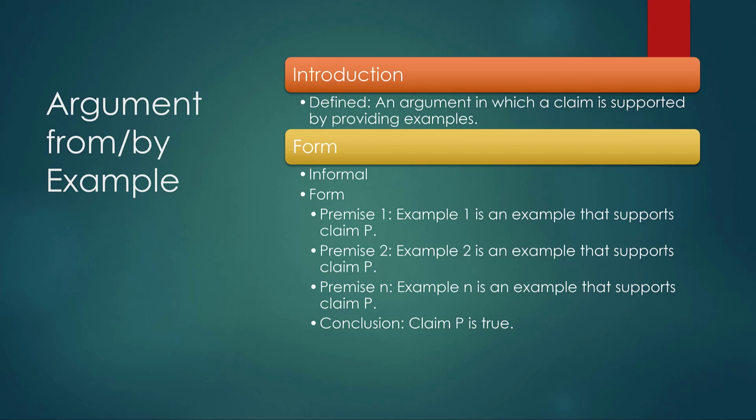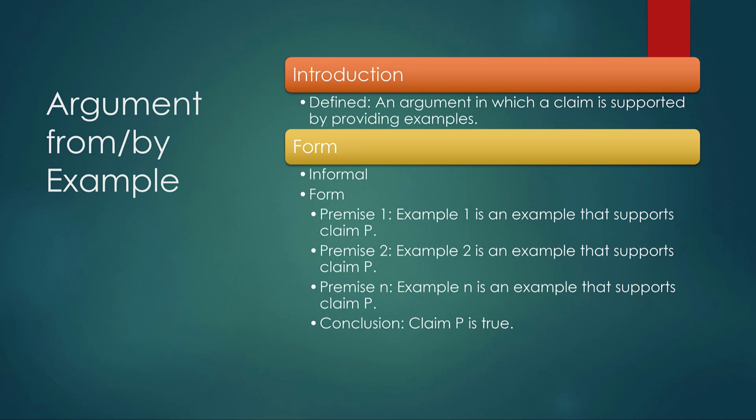In this short video, we'll take a look at the argument from or by example. It is, of course, an argument, which means that it has a single conclusion, and the conclusion is the point you're trying to prove, what you're trying to argue for. And this is supported by premises, the evidence or reasons being offered in support of that conclusion.